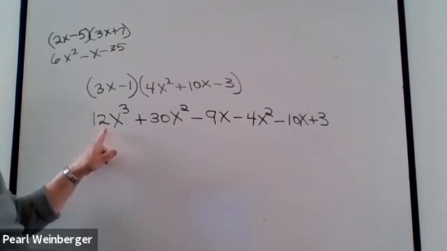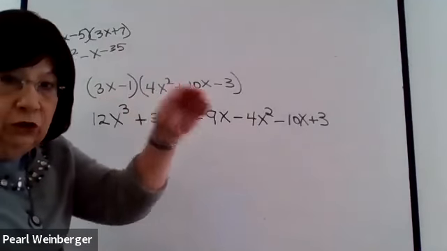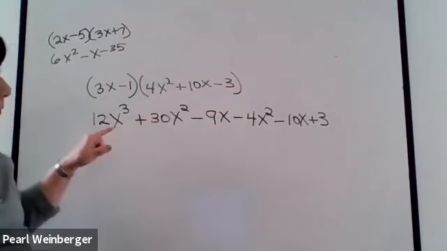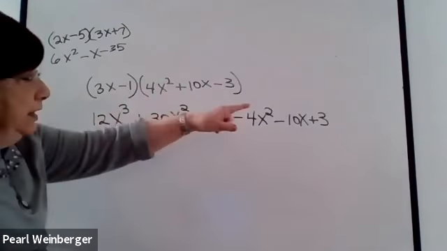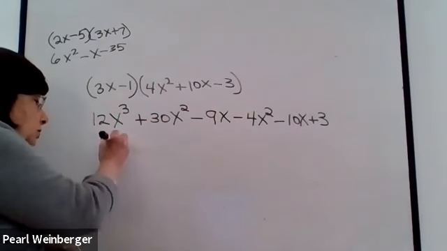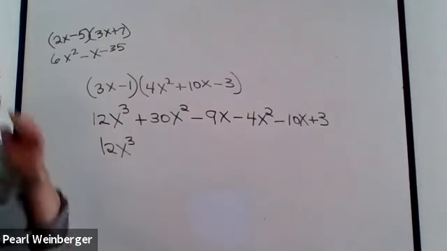So my first thing is 12, and I'm going to arrange my terms in what we call descending order. Highest power, then next highest power, etc. So the 12x cubed, there's no other term that has a 3 exponent, nothing to combine it with. I just bring it down. I get 12x to the third.